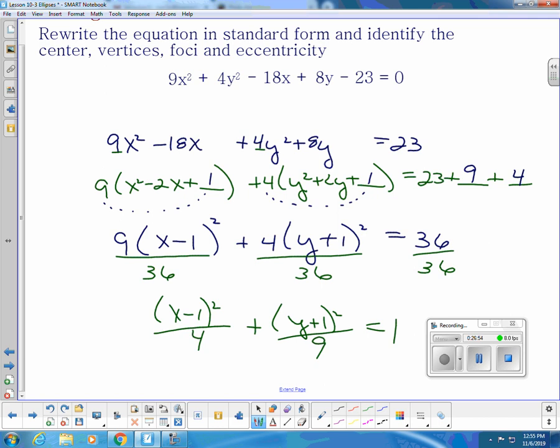Okay, the center is 1, negative 1. Is this a horizontal or vertical ellipse? Vertical, right? Because the a squared is bigger, 9. It's bigger than the y. And you can find the focal points and all that fun stuff. All right. Last example. One more.